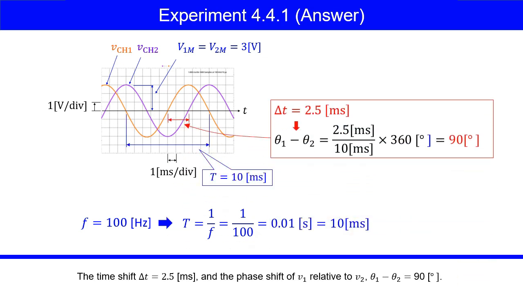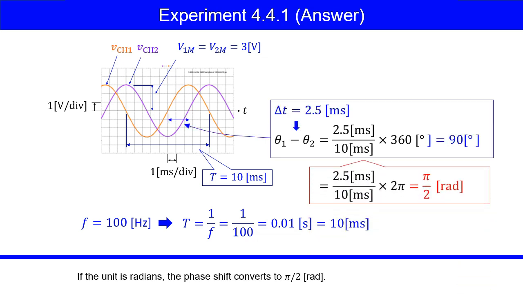The time shift delta t was 2.5 milliseconds, and the phase shift of V1 relative to V2, that is theta 1 minus theta 2, was 90 degrees. If the unit is radians, the phase shift converts to pi over 2 radians.